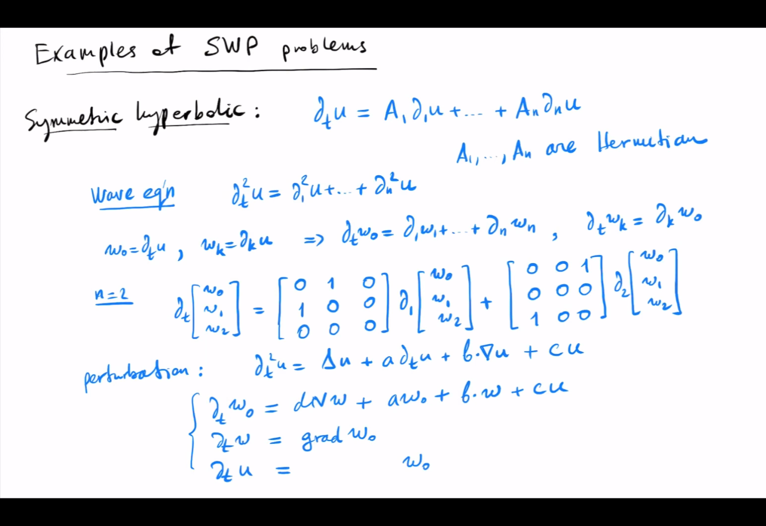Let's look at some examples of strongly well-posed problems. We proved that a strong well-posedness that is stable under lower order perturbations implies strong hyperbolicity or Petrovsky parabolicity. And one big class of strongly hyperbolic systems is actually symmetric hyperbolic systems. Symmetric hyperbolic systems are given by this form, where these matrices A1 through AN are Hermitian. If they are real, it means that they are symmetric.